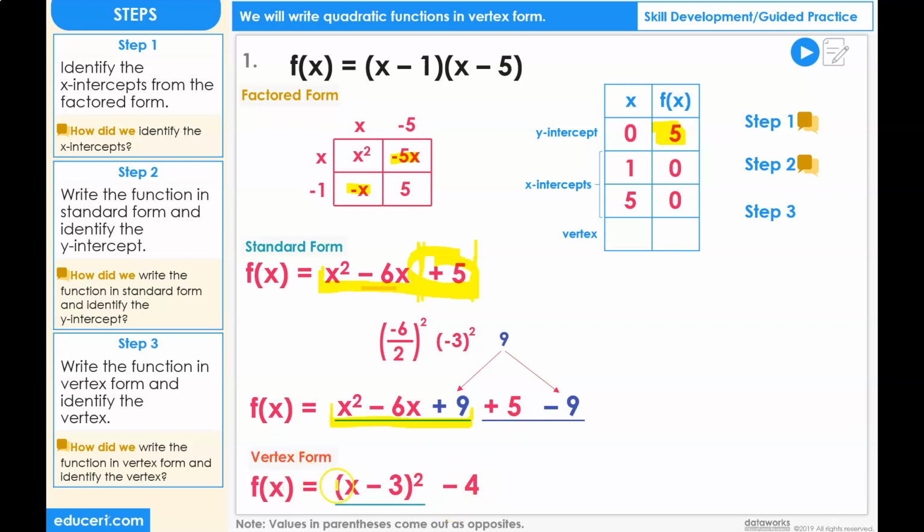Now that we have our function in vertex form, we can grab the ordered pair of the vertex, remembering that values in parentheses come out as opposites. The vertex is positive 3, -4. How did we write the function in vertex form and identify the vertex?